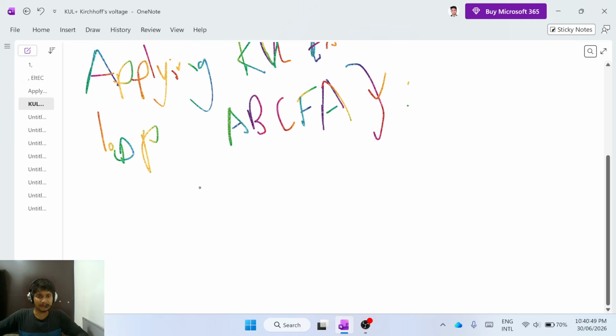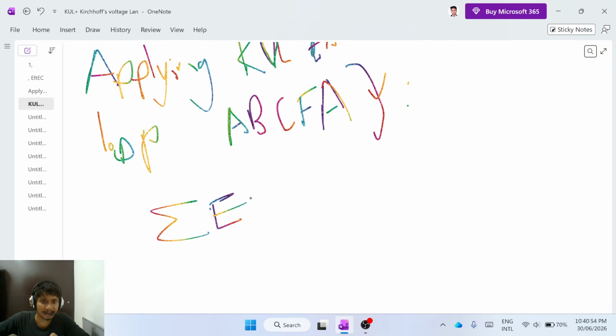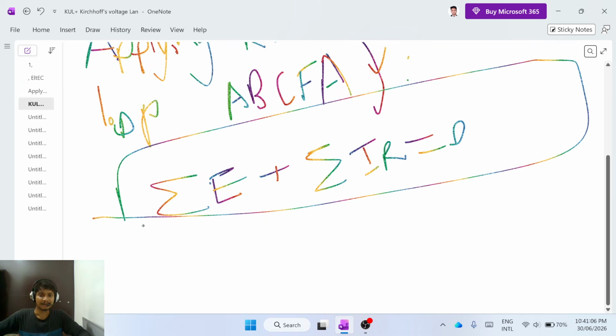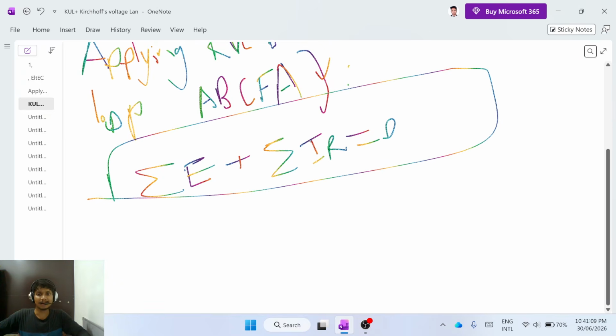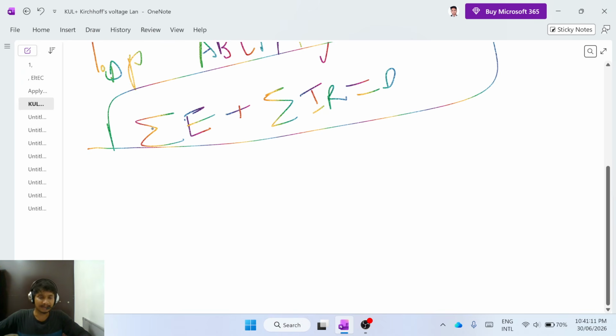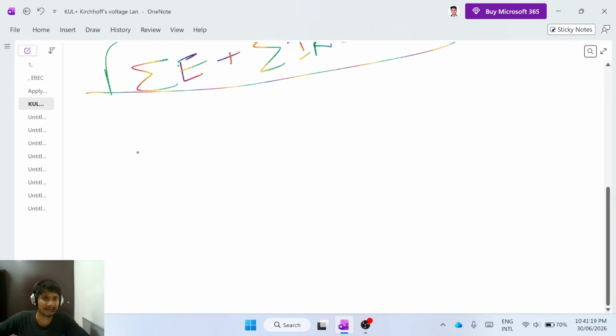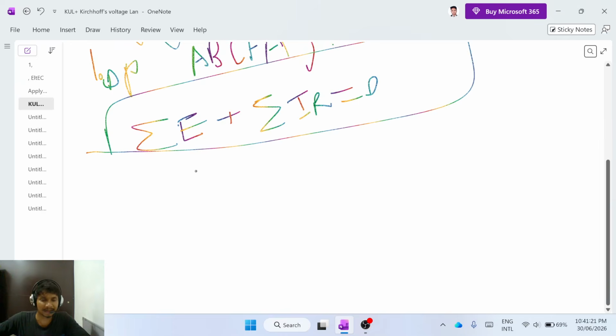What is the common formula of KVL? That is sigma E plus sigma IR is equal to 0. This is the common formula for the KVL. E is the voltage, I is current and R is resistance. The sigma means summation. We already know that and discussed it at an advanced level, so we don't need to discuss it deeply.